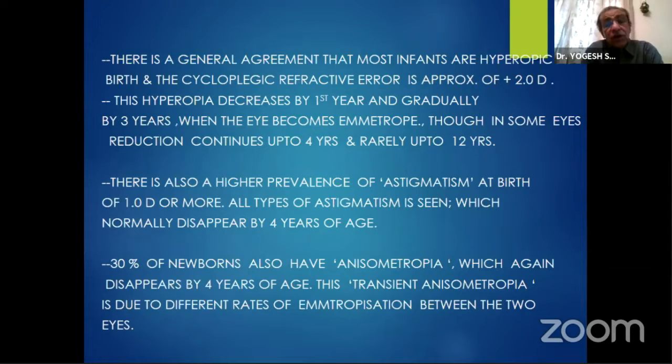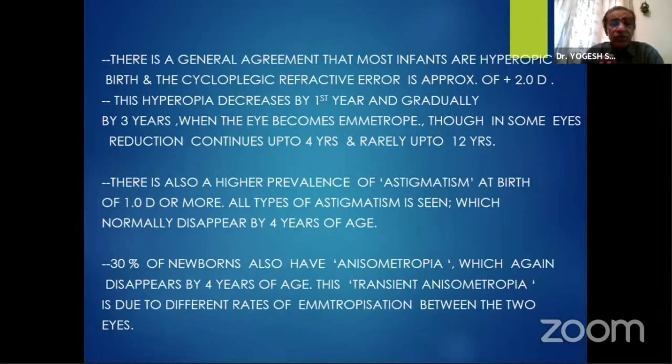There is also a higher prevalence of astigmatism at birth, of 1 diopter or more. Remember that. This is all the natural status, the refractive state of an infant when the child is born. All types of astigmatism are seen, which normally disappear by 4 years of life. It could be with the rule, against the rule, oblique, or even double-crossed astigmatism, whatever it may be.